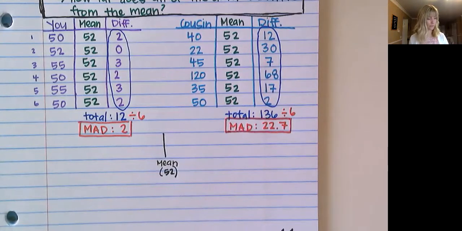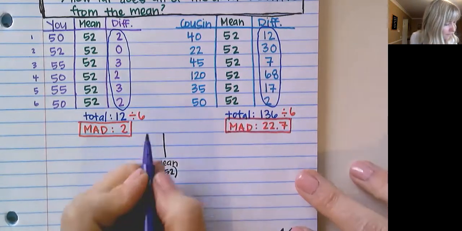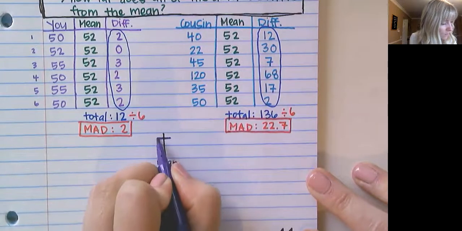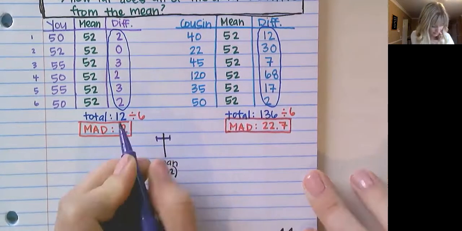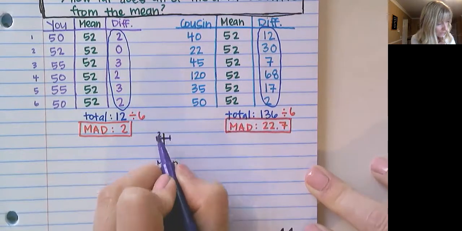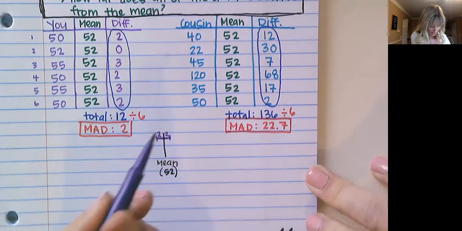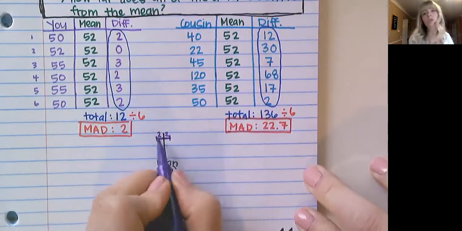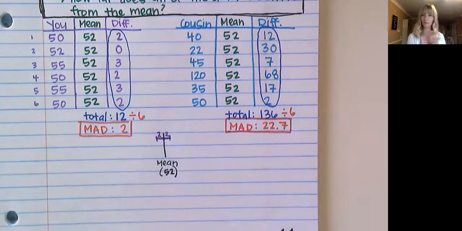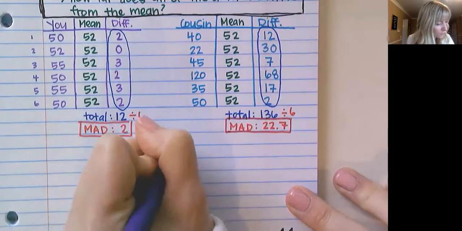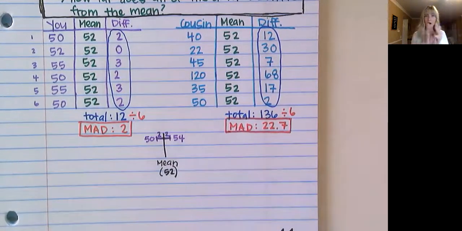Again, I'm going to color code this. I'm going to use purple to show for myself, okay? For me, let's say I draw a little tiny thing. Your MAD is 2. That means your variation or your spread in your data is within 2 on either side of 52. So 52 minus 2 is 50, and 52 plus 2 is 54. So all of your data was spread pretty much between 50 and 54.